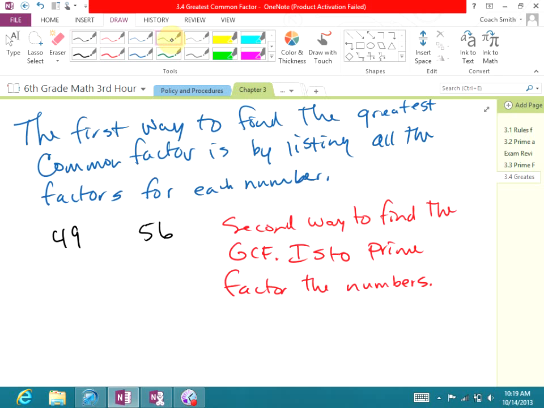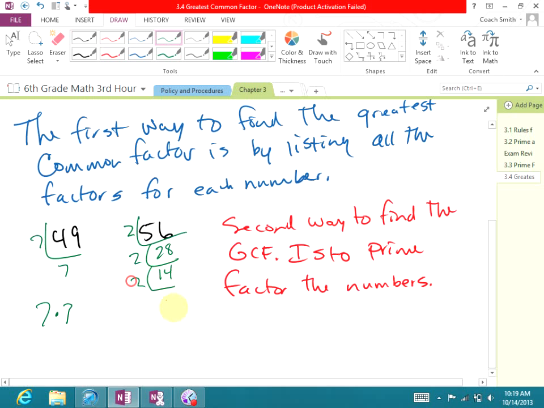So 49, this one's fairly simplistic. We know it's 7 times 7. 56, well, that's 2, 28, 2, 14, 2, 7. So this one is 2 times 2 times 2 times 7.